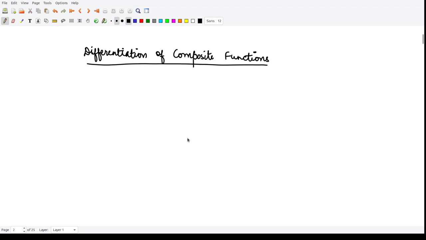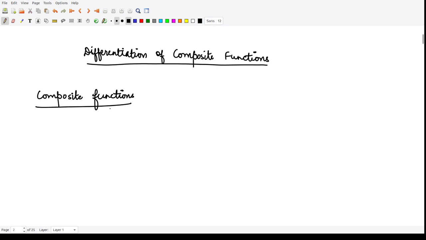So today we shall be studying about differentiation of composite functions. First of all, you should know what this composite function is. A composite function is a function which is dependent on more than one variable.